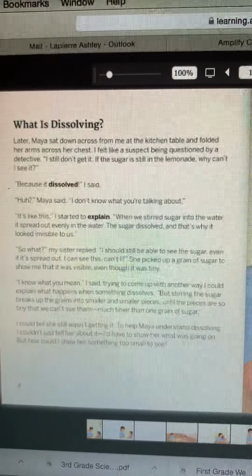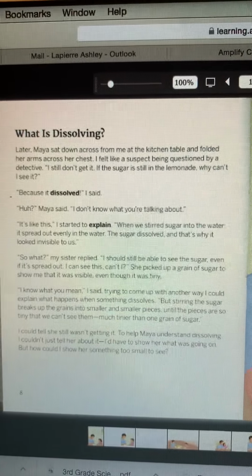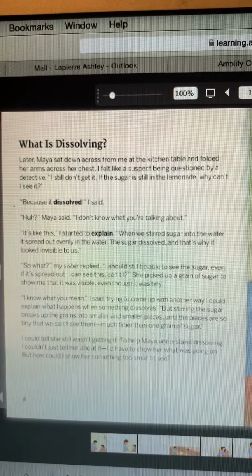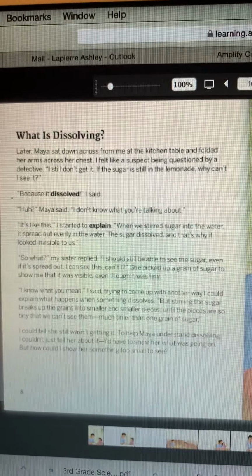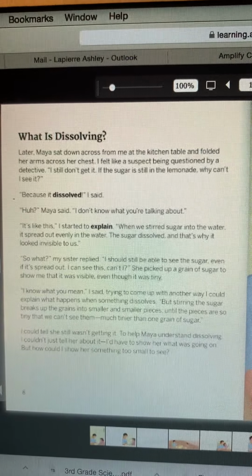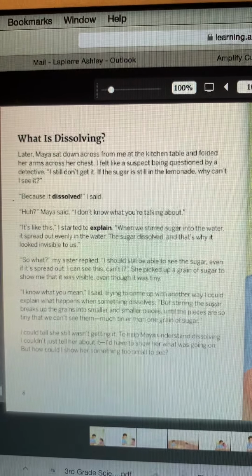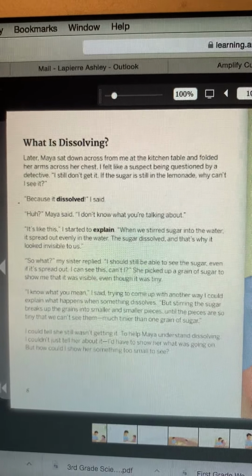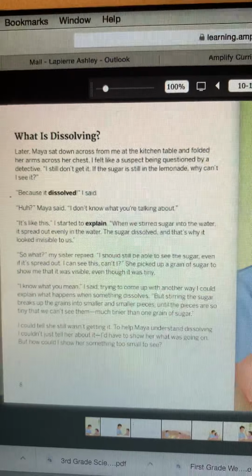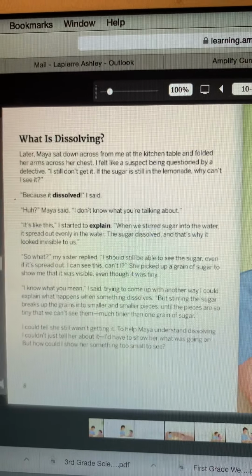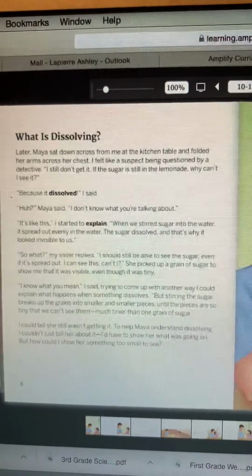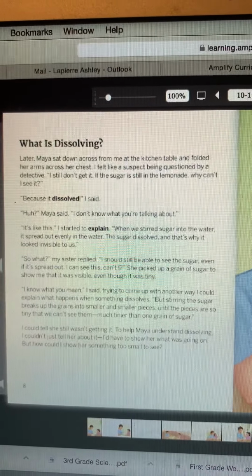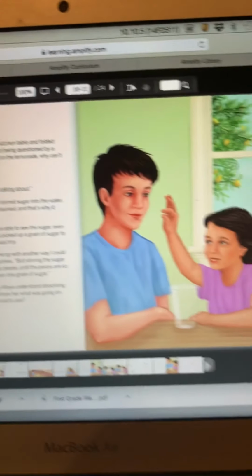She picked up a grain of sugar to show me that it was visible, even though it was tiny. "I know what you mean," I said, trying to come up with another way I could explain what happens when something dissolves. "But stirring the sugar breaks up the grains into smaller pieces, until the pieces are so tiny we can't see them, much tinier than 1 grain of sugar." I could tell she still wasn't getting it. To help Maya understand dissolving, I couldn't just tell her about it. I'd have to show her what was going on. But how could I show her with something too small to see?